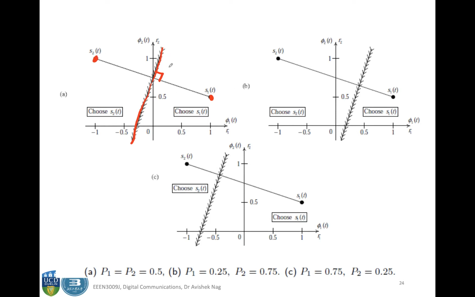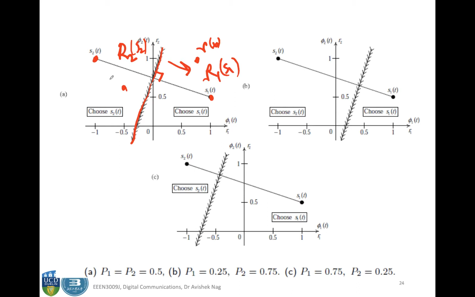Okay, so whatever falls to the left of this decision boundary belongs to S1. So if your received signal falls here, then you can straight away decide that S1 was transmitted because it falls within the region R1 that corresponds to S1, and this is your region R2, which corresponds to the signal S2. So if your received signal falls somewhere here, let's say, then you can straight away decide that S2 was transmitted.